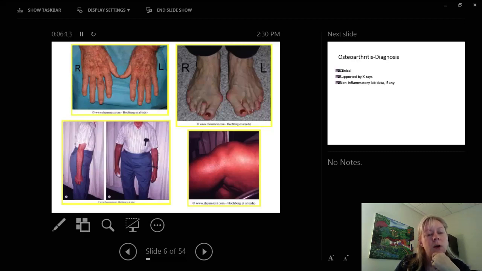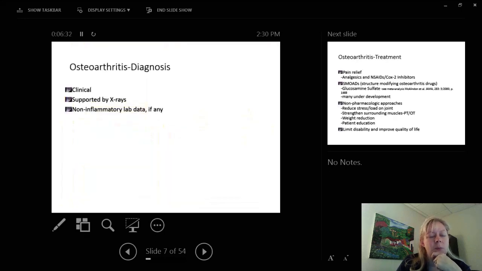interphalangeal joints there. And then if you see on the right, well, she's got some major bunions for sure, but there is some osteoarthritis, and it's pushing that toe over. The one on the right lower, this one I'm thinking is a shoulder. I'm not sure what that is. All right, but just to give you the idea of what osteoarthritis looks like.